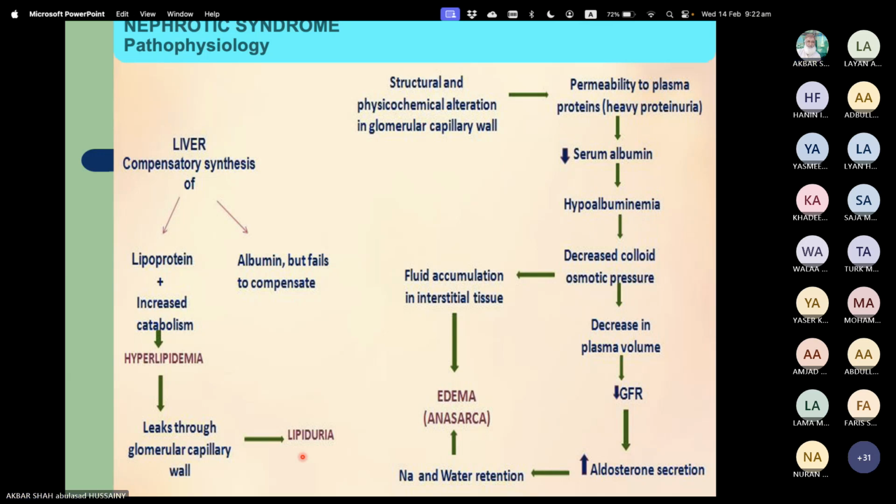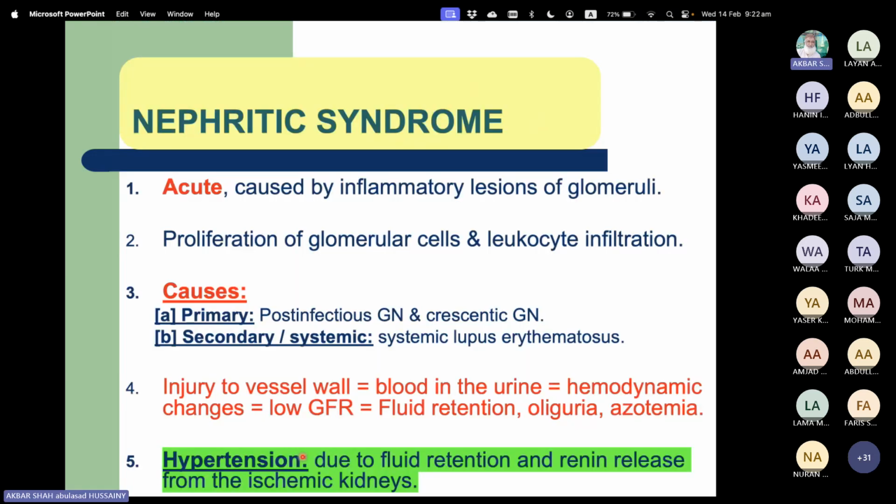Any questions? Clear? Okay. So nephritic syndrome is slightly different. It is an acute condition caused by inflammatory lesions in the glomeruli. You see a lot of proliferation of the glomerular cells and infiltration by the leukocytes. That means it is inflammatory. The causes can be divided into primary and secondary. The primary is post-infectious glomerulonephritis after streptococcus, and crescentic glomerulonephritis. The secondary is systemic lupus erythematosus.